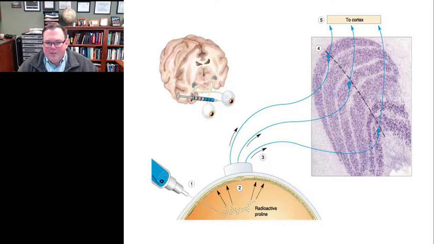The radioactive substance was then taken up by the ganglion cells in the eye and transported anterograde to the LGN, which you can see as a Nissl stain section on the right-hand side of the slide. The radioactive amino acid was then taken up by the neurons that reside in the LGN and then transported up to primary visual cortex, which you kind of see illustrated on the top of the slide.